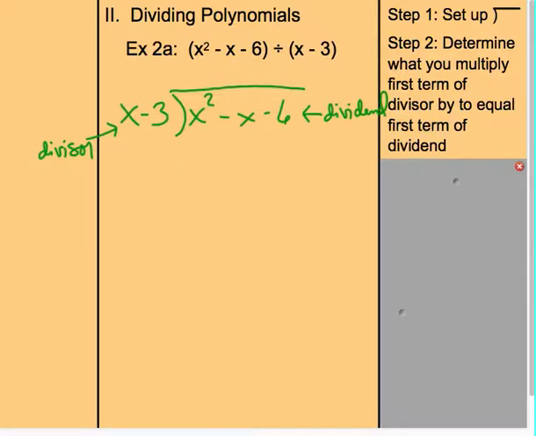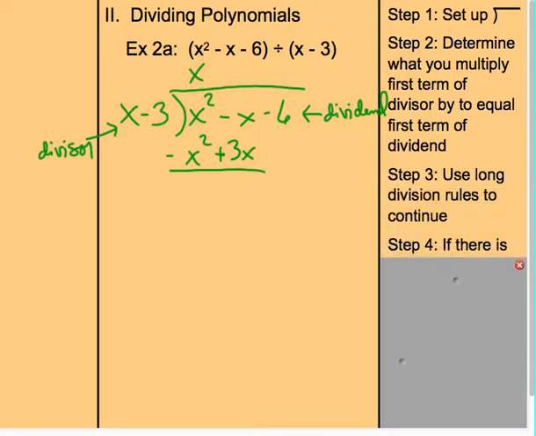All right, so we're only looking at the first term of our divisor, meaning the x. X times what gives us x squared? X times x. Then we multiply the x by the whole divisor. So x times x is x squared. X times -3. And then we subtract. So what you may want to do is distribute that subtraction sign so that you don't lose track of it, which is probably step 3. And then use your long division rules to continue.